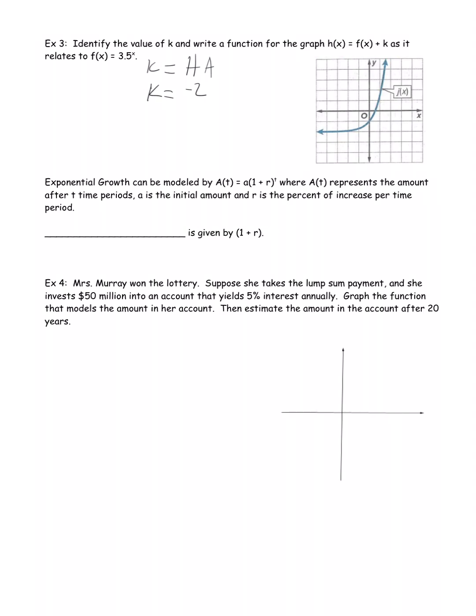And because our k value is negative 2, I can rewrite this h of x is equal to 3.5 to the x minus 2.